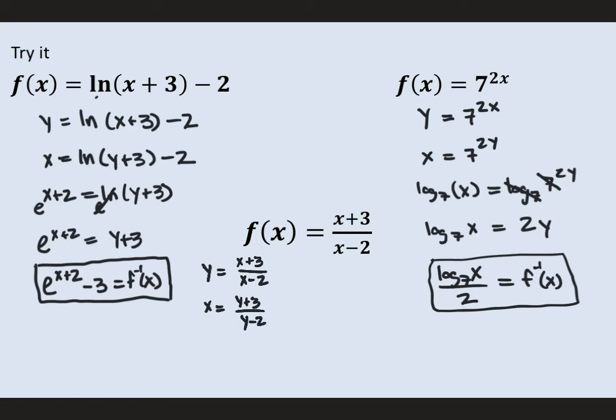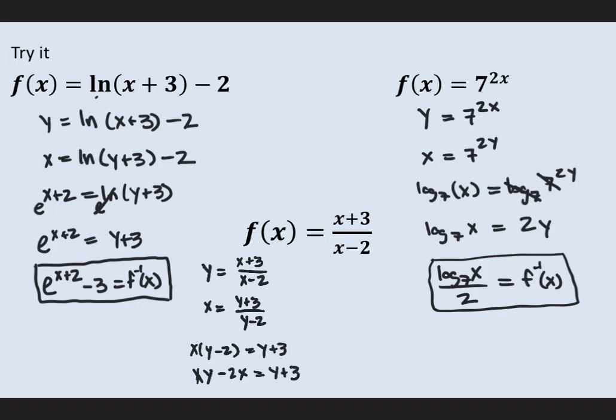All right, I need to make the fraction go away. So I'm going to multiply that y − 2 to the other side. I'm going to get x times (y − 2) equals y + 3. All right, I've got to distribute that x out, and I will get xy − 2x equals y + 3.